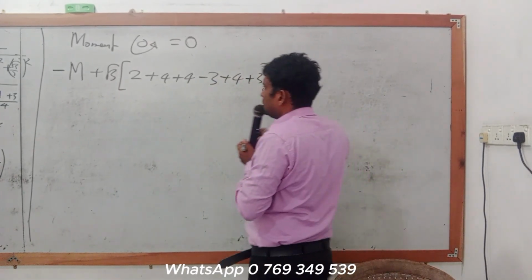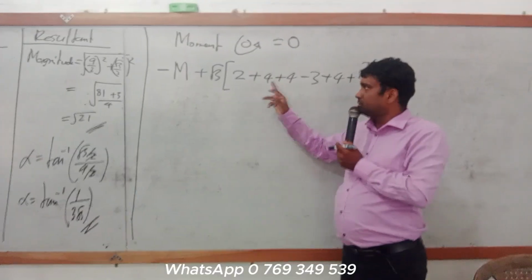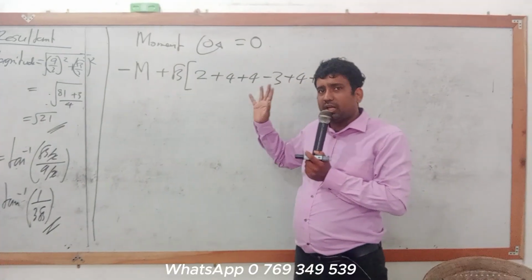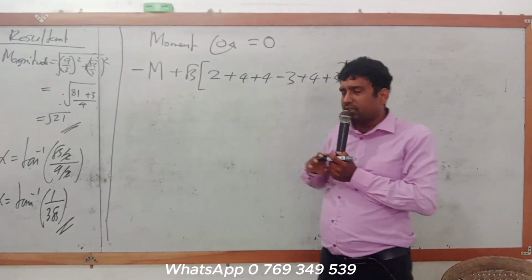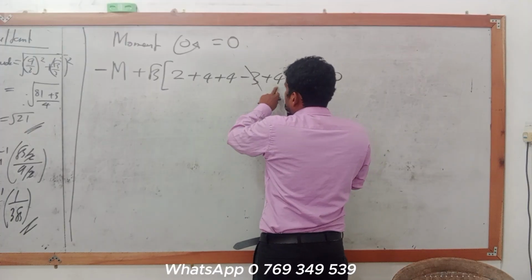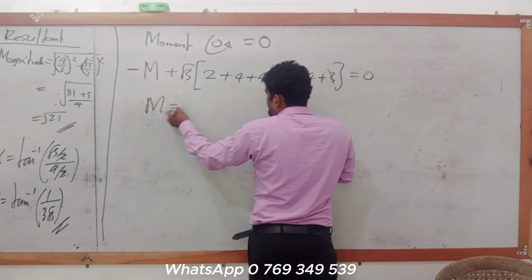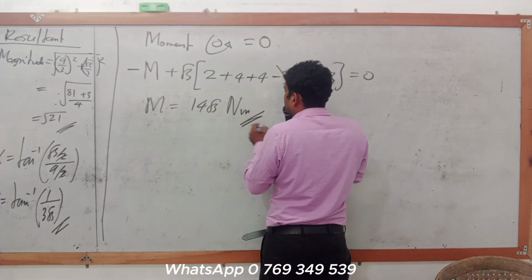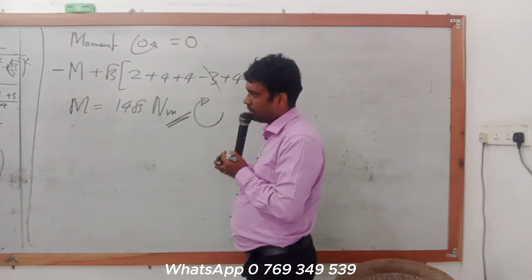equals 0, right? Root 3 times 2, root 3 times 4, root 3 times 4, root 3 times minus 3, root 3 times 4, again root 3 times 3, like that, everything multiplied by the same perpendicular length. Therefore, I am taking the common factor like this, right? Now we can take the cut like this, and here 4, 4, 4, 4, and everything 12 plus 2, 14, M equals 14 root 3 Newton meter. That is the clockwise sense, no? Clockwise sense. This is the sense, right?